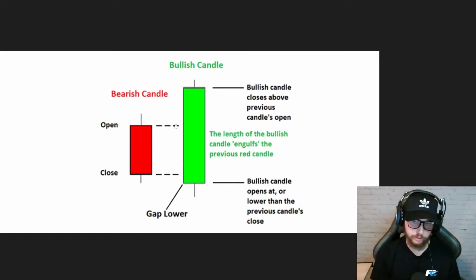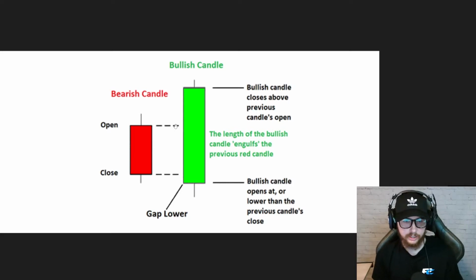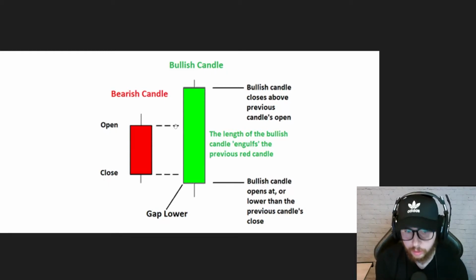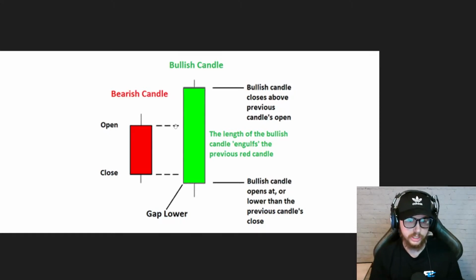So if you hear Jason or anyone as we trade say anything about a bullish or a bearish engulfing candle, this graphic is what we're looking at. So again, this bearish candle, we're going to say it opened at $5 and closed at $4.50. We'll say the wick above was $5.25 and the wick below was $4.25. So that candle took place and is complete.